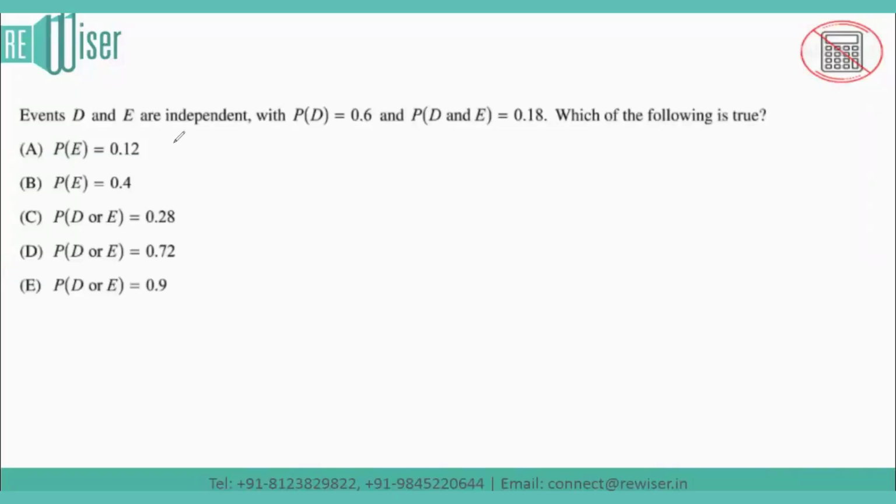Hello students, events D and E are independent, with the probability of D occurring being 0.6 and the intersection of D and E being 0.18. So which of the following statements is true?